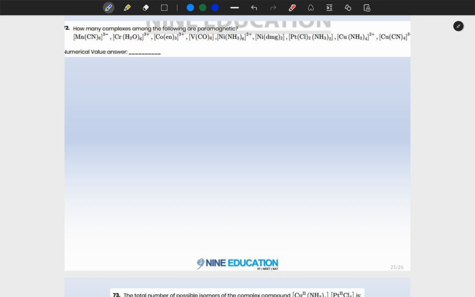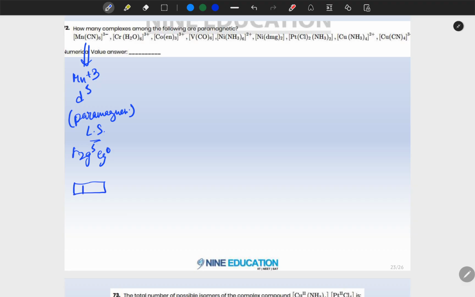How many complexes among the following are paramagnetic? Now in manganese, what is the electronic configuration? Manganese is present in +3 oxidation state, so d5. So this complex should be paramagnetic in nature, right? d5 low spin, so the configuration will be t2g5, eg0. So paramagnetic because of the presence of 1 unpaired electron in the t2g orbital.